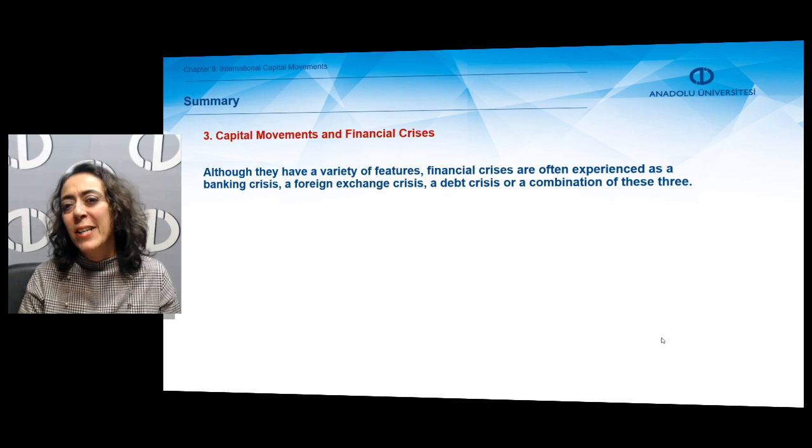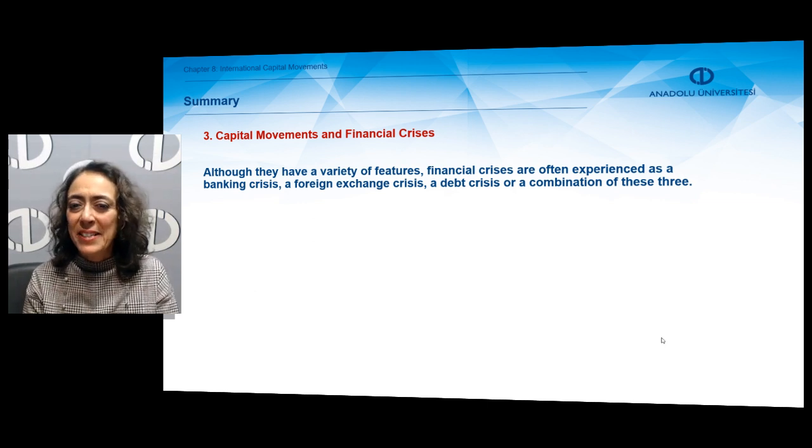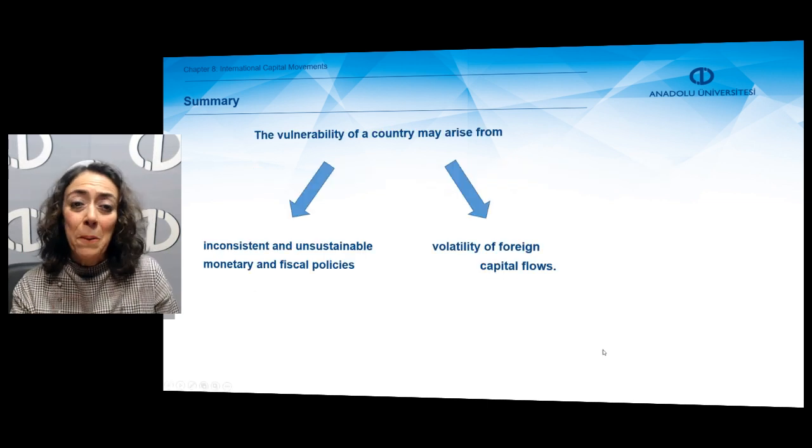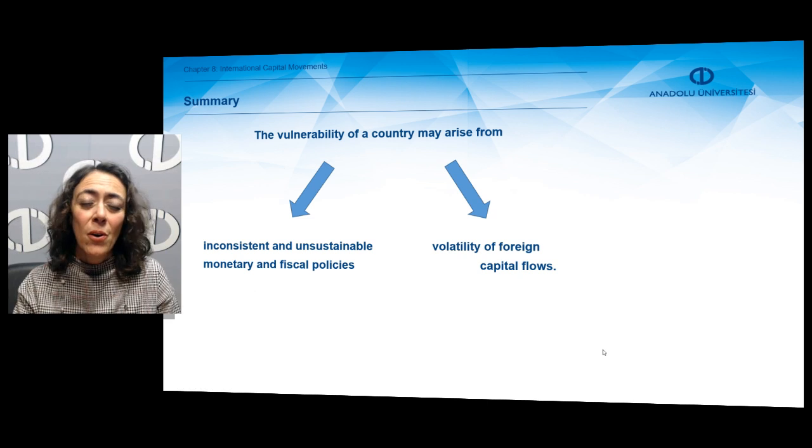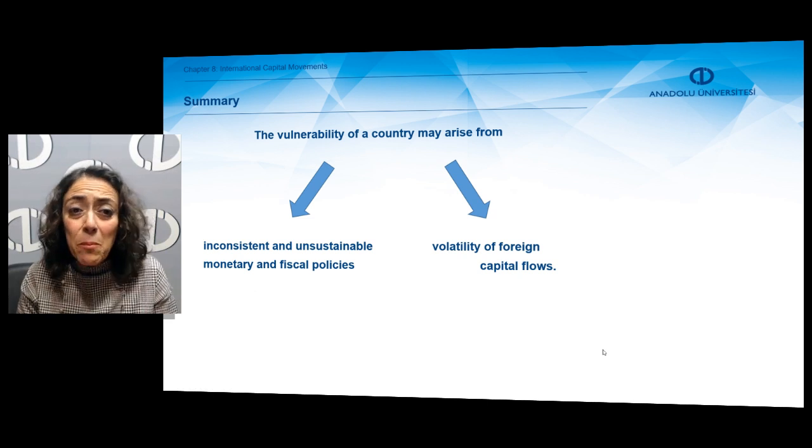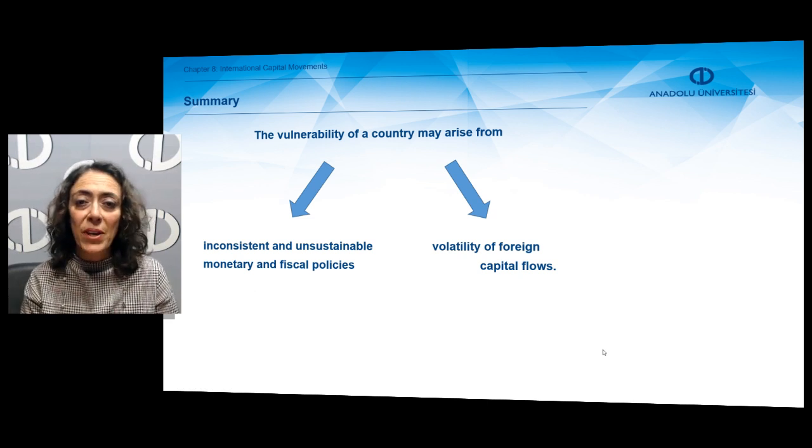In our book, we explain them in a very detailed manner. So let's talk a little bit about the vulnerability of a country. What are the determinants of the vulnerability of a country?